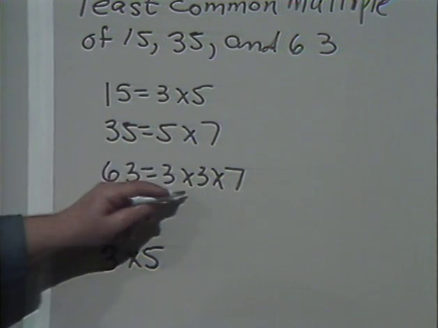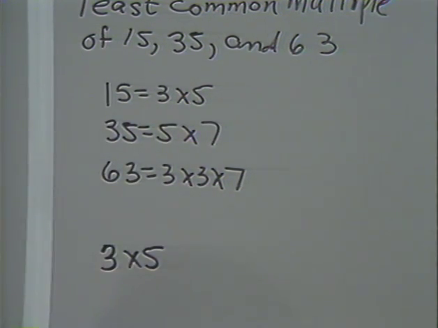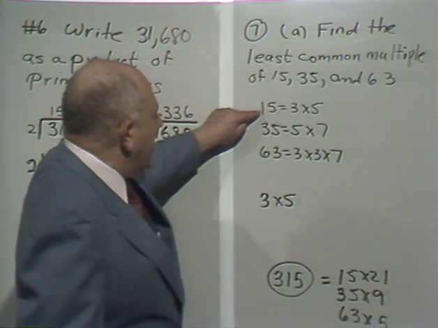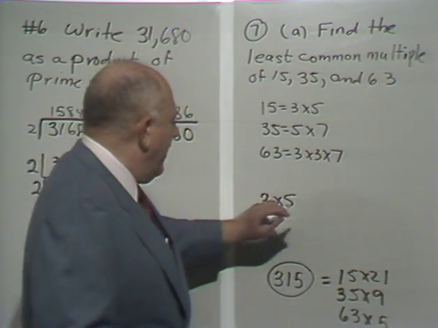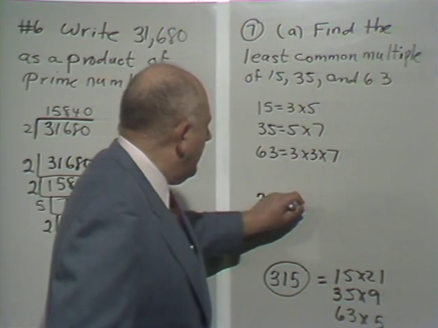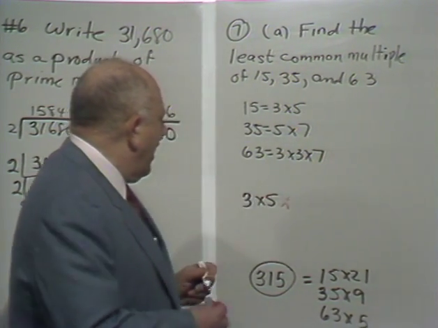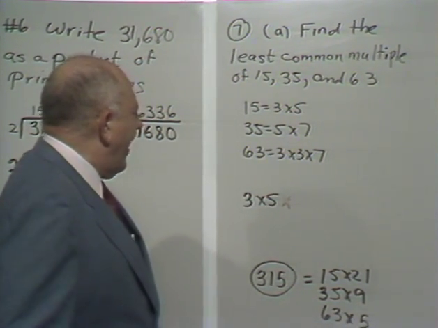But the important point is, these are all prime factors. So watch what you do. You say, look, since 15 is 3 times 5, 15 won't go into the number unless that number has 3 and 5 as factors.